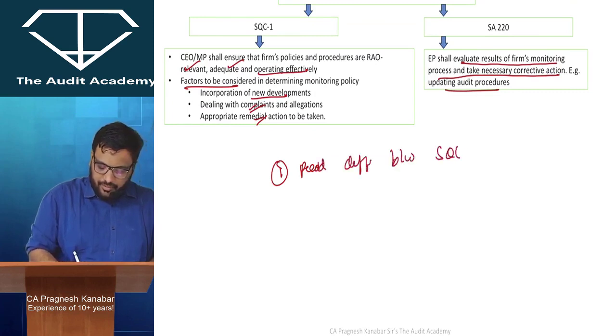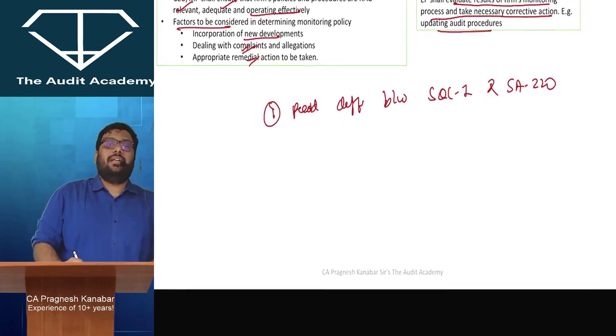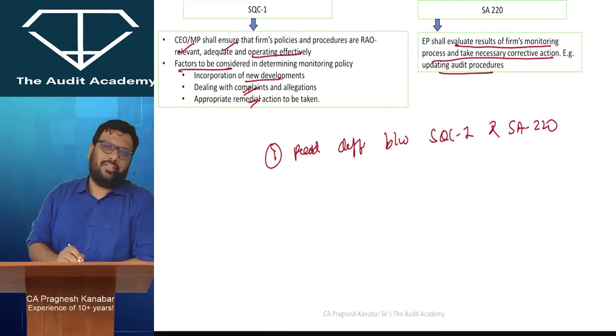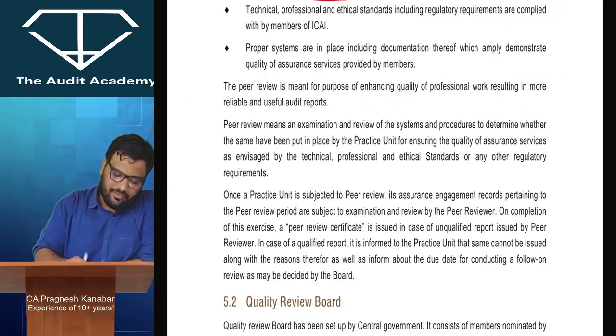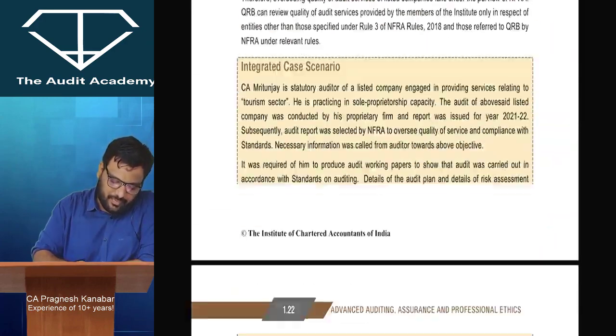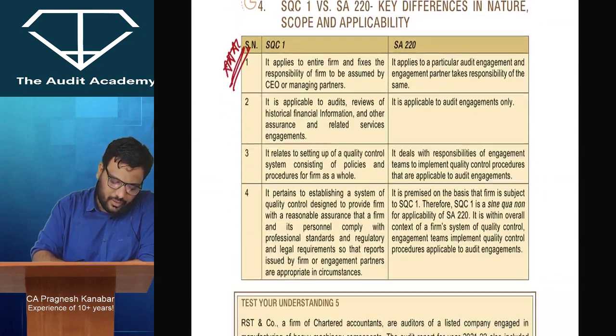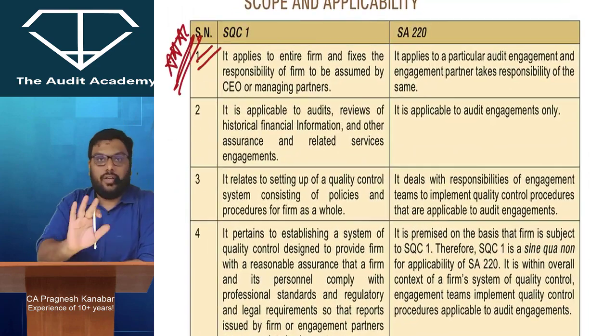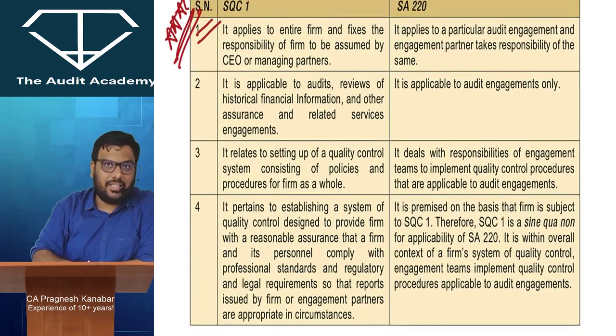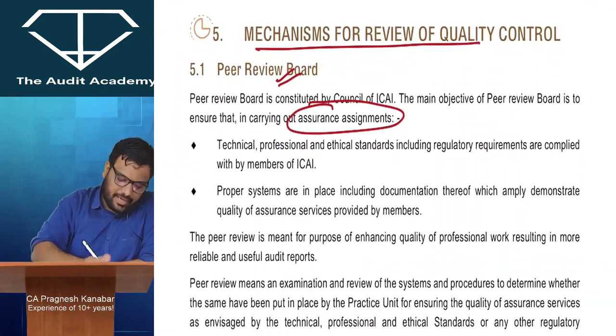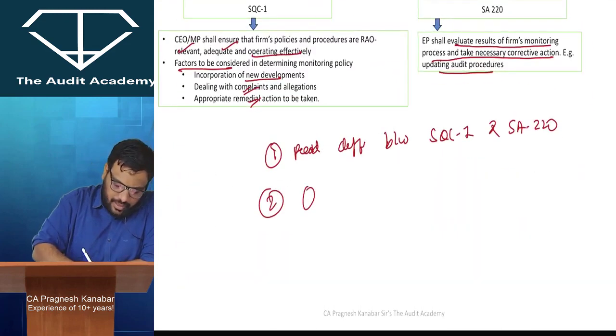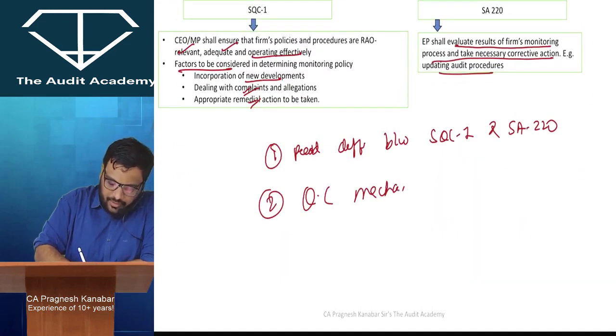difference between SQC 1 and SA 220. Let me tell you, I have already taught you the difference. That SQC 1 is at the firm level, SA 220 is at the audit engagement level. But you know what? Still, at least once you should officially read this difference. Okay? You will easily understand it. Don't worry. After that, there are quality control mechanisms given.